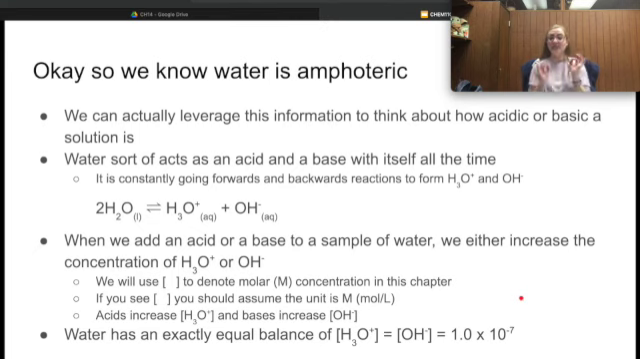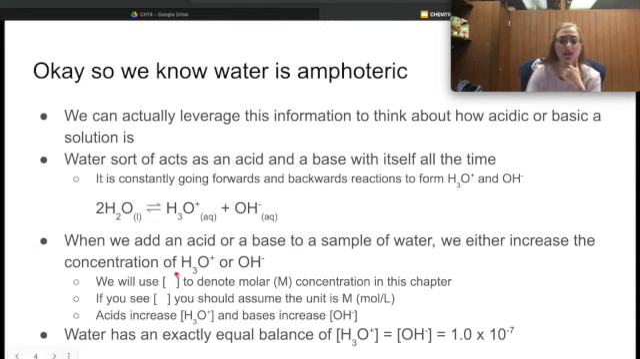So, in this chapter, we need to talk just a little teeny tiny bit about a cool little piece of notation we're going to use. We're going to use these square brackets to denote a molar concentration in this chapter. So, for example, we've been using that capital M to mean moles divided by liters.